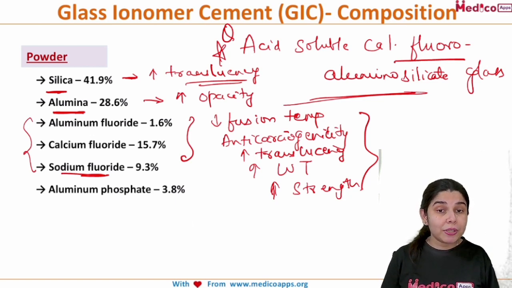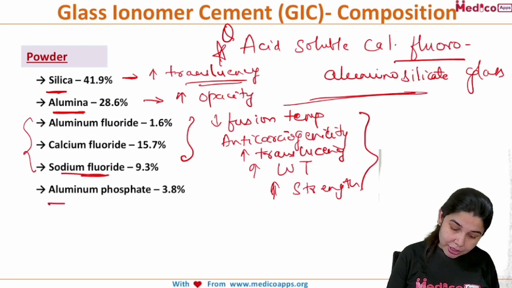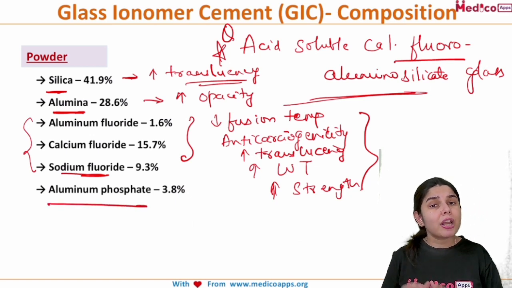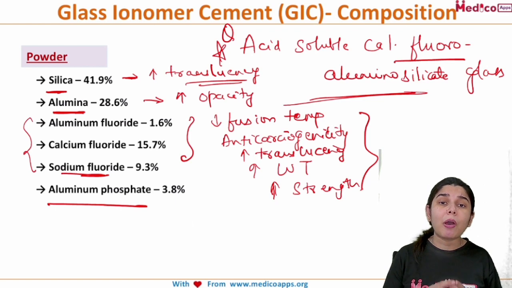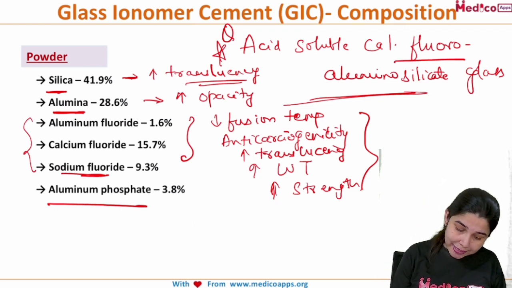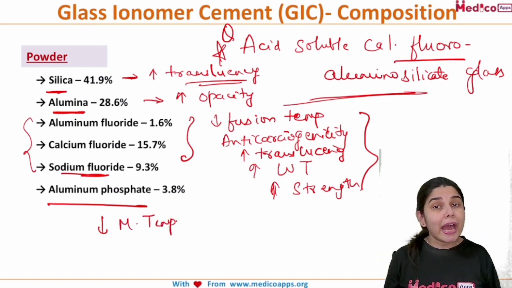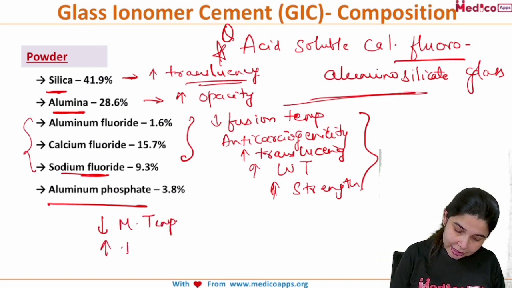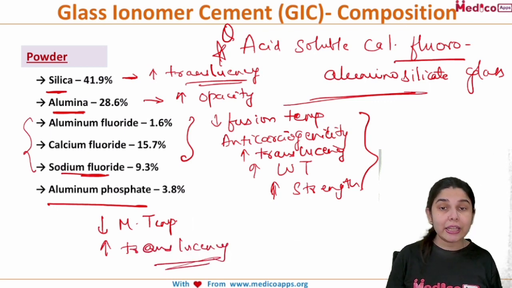So these are the 5 important functions performed by the fluoride content present in the powder of glass-ionomer cement. And lastly comes the aluminum phosphate, which is around 4% of the powder. What does this do? It basically decreases the melting temperature, and other than that, it increases the translucency. So even this is increasing the translucency.